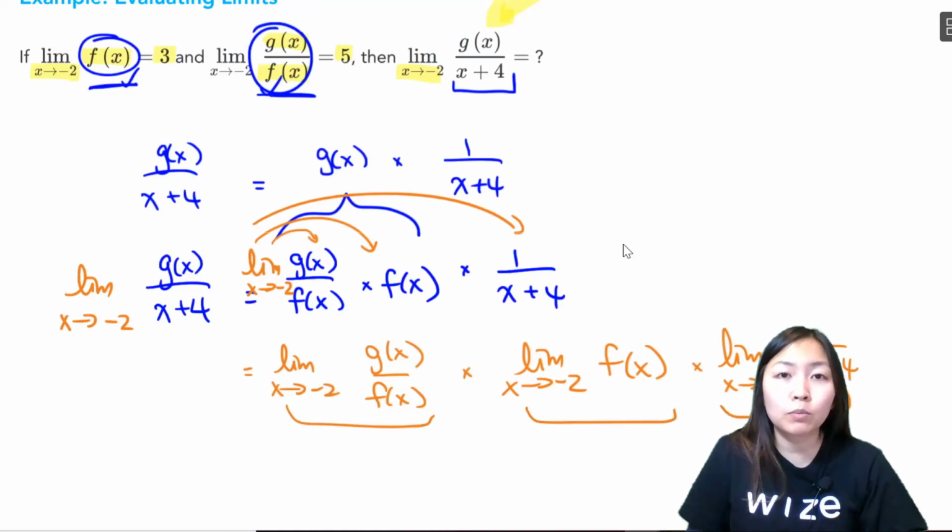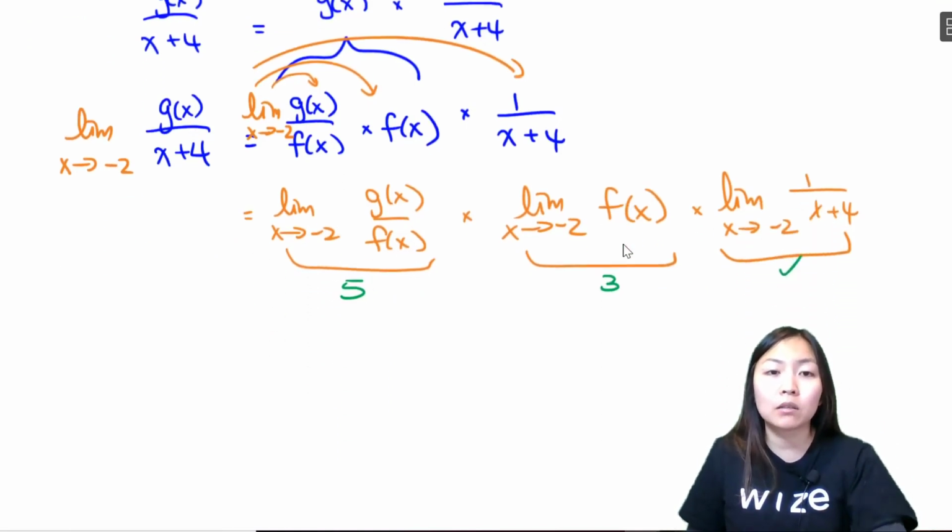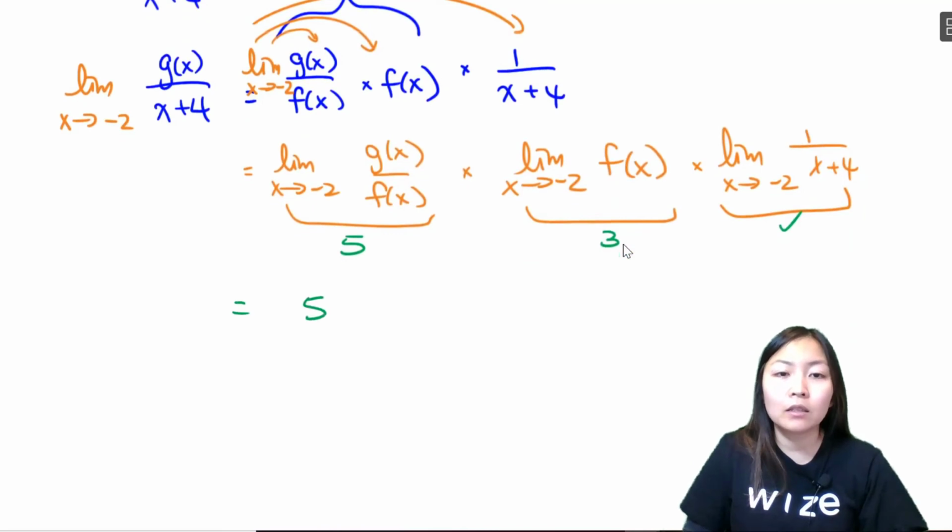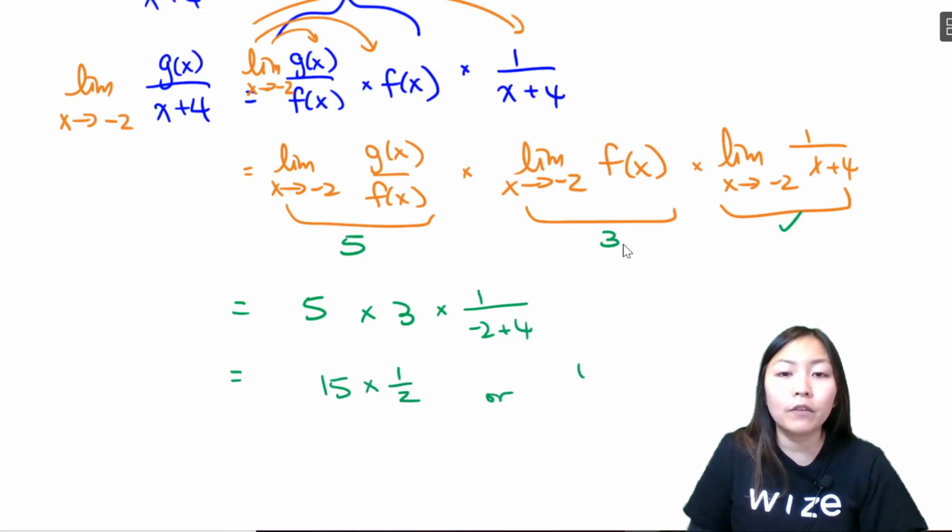Well, we know the first piece, the limit of g over f is 5, so this guy is 5. We know the second piece, the limit of f is 3, and then this requires a direct substitution for this last piece. So this is going to give us 5 times 3 times 1 over -2 plus 4. So this gives us 15 times 1/2, or 15 over 2.